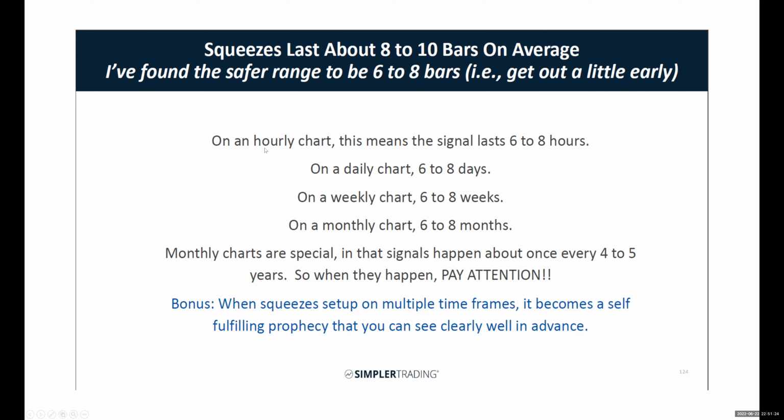So on an hourly chart, it would last 6 to 8 hours. Daily chart, 6 to 8 days, weekly, 6 to 8 weeks, monthly, 6 to 8 months. And if you can get a monthly chart, it doesn't happen very often. When it does, you can get a real powerful move.